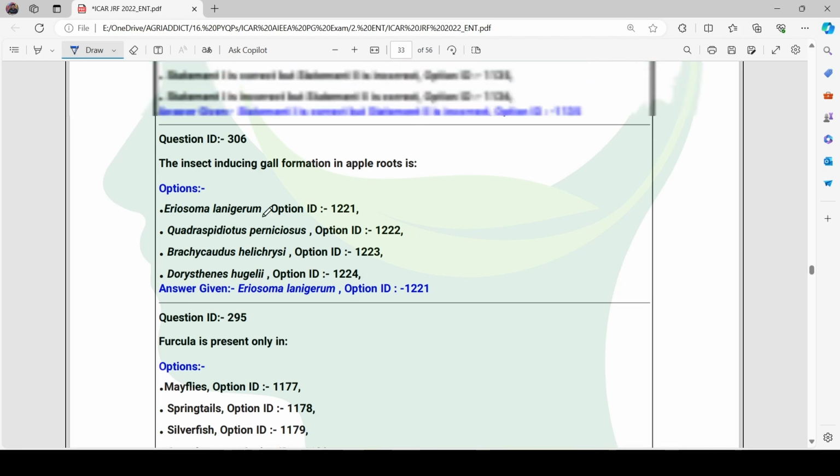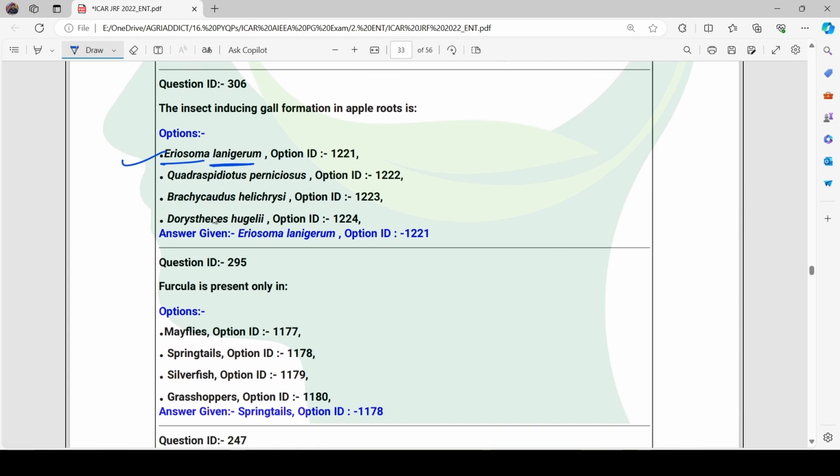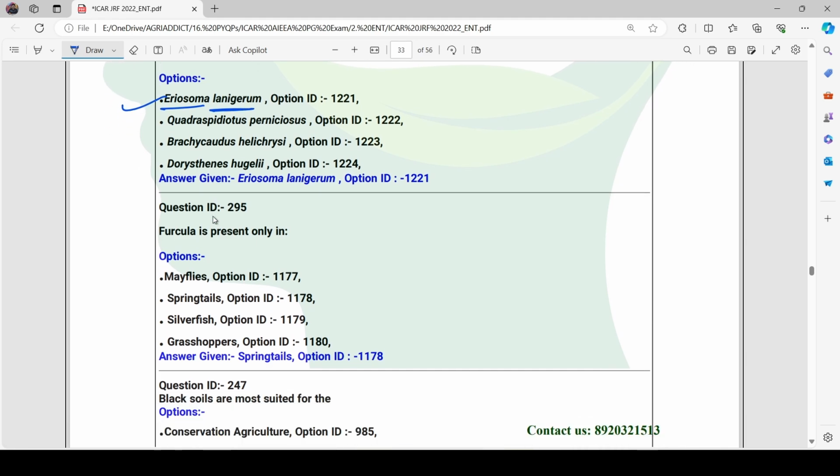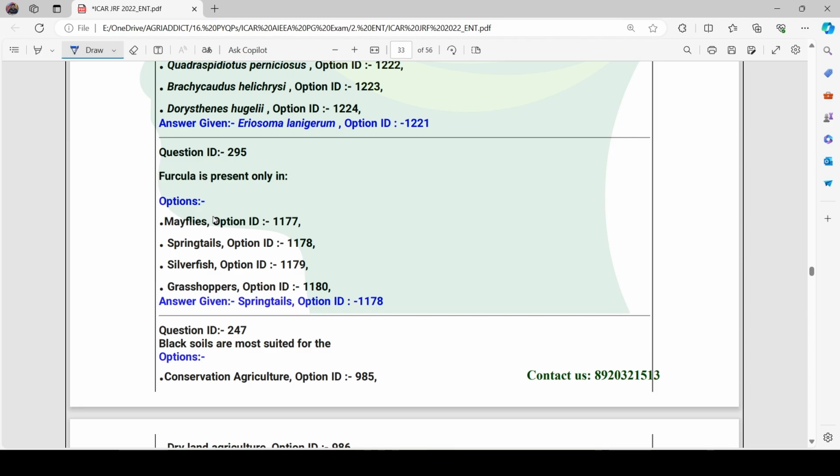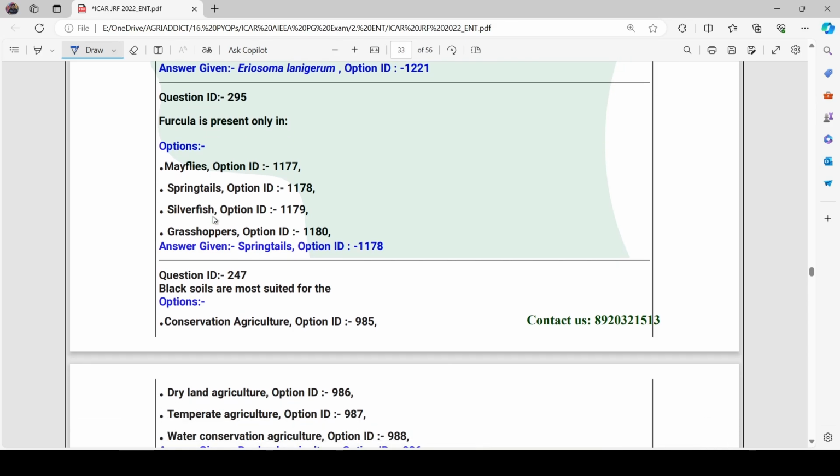Next question is, the insect inducing gall formation in apple roots is the woolly aphid, Eriosoma lanigerum. It is also an important quarantine insect, and this insect was introduced in India from foreign countries, and this is an important pest nowadays in apple cultivation areas in Himachal Pradesh, Jammu and Kashmir, etc. Furcula, or the springing organ. Furcula is present in springtails or Collembolans: tenaculum, retinaculum, furcula.